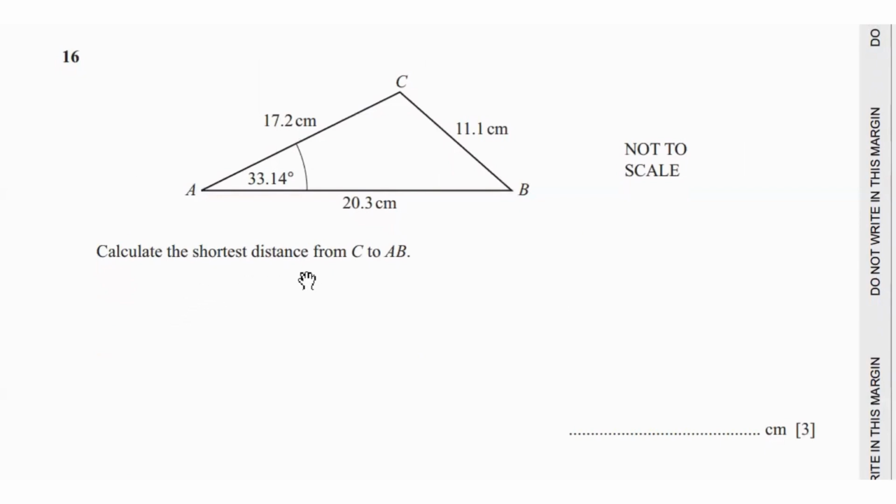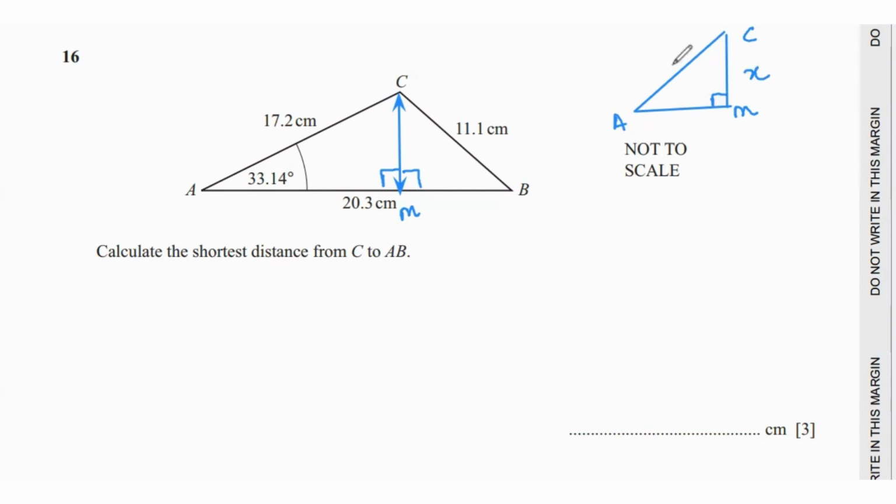Question 16 says calculate the shortest distance from C to AB. This is a very common question, and you can easily score your 3 marks in this. Shortest distance from C to AB is your perpendicular distance from C to the line AB. This thing. So what we do is that we can use this right angle triangle over here and calculate the shortest distance from C to AB. If we call this M, basically we're going to use the triangle CAM to find the shortest distance.